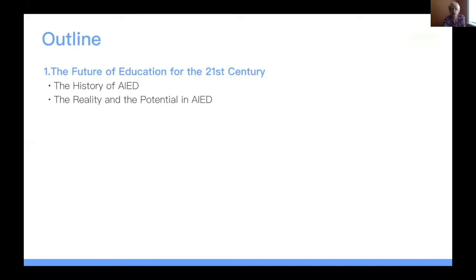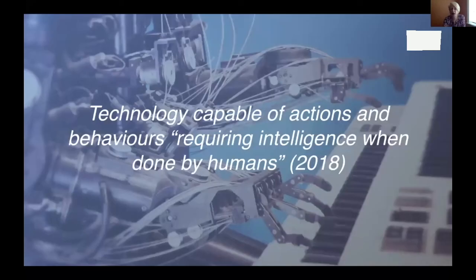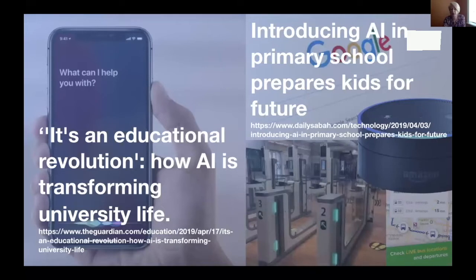So I am going to talk about AI in very general terms, thinking of it as technology that's capable of actions and behaviors that require intelligence if done by humans. A very general definition; there are many more detailed ones. And of course, we can already see many applications of AI in education, whether it's bots in university life or children in primary schools being taught about robots and about AI.